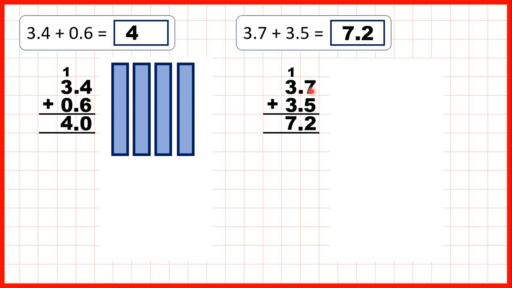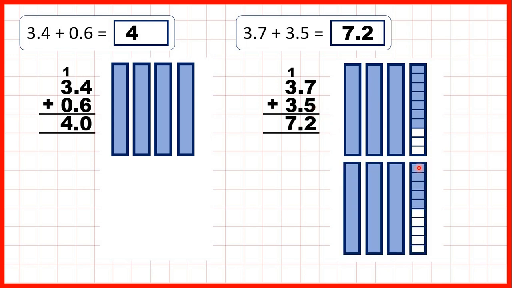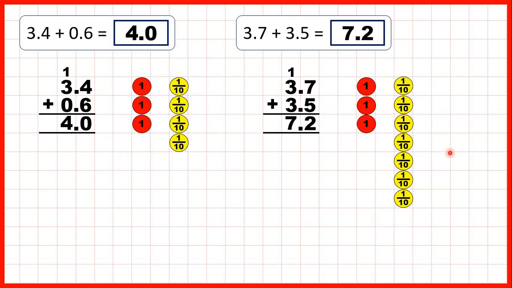Then we had 3.7, so that's 3 wholes and 7 tenths, and we were adding 3.5, so 3 wholes and 5 tenths. When we put our tenths together, we got 12 tenths, but that's the same as 1 whole and 2 tenths, so we carried the 1 whole over to our ones place value column and left the 2 tenths in our answer line. Then we did 1 plus 3 plus 3 to make 7 wholes, and you can see that we have 7 whole bars here. We can also show what we did using place value counters.